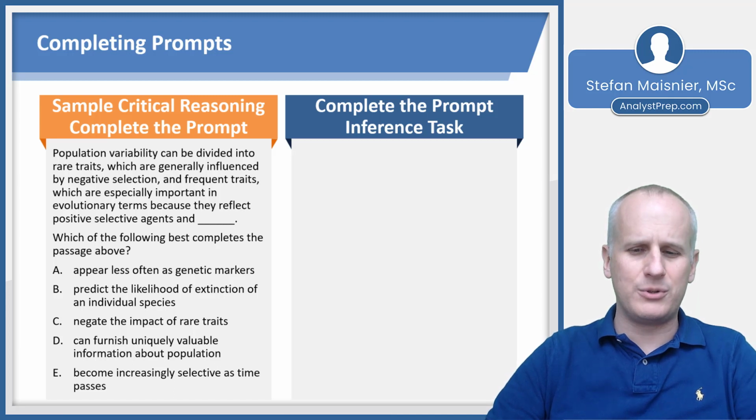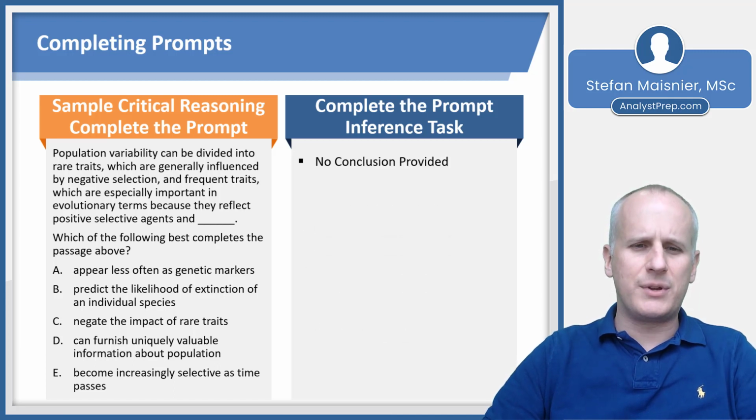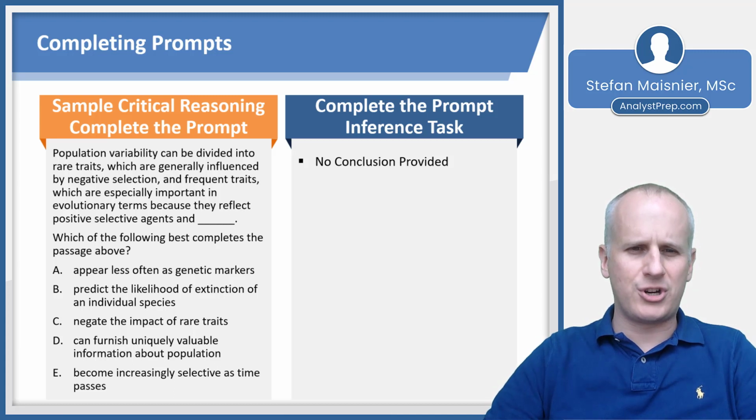Because we always go to the task first. So here, if we read the paragraph up until the blank, population variability can be divided into rare traits, which are generally influenced by negative selection, and frequent traits, which are especially important in evolutionary terms because they reflect positive selective agents and blank. This is just a bunch of facts. There's a lot of them, but there's no subjective conclusion provided.